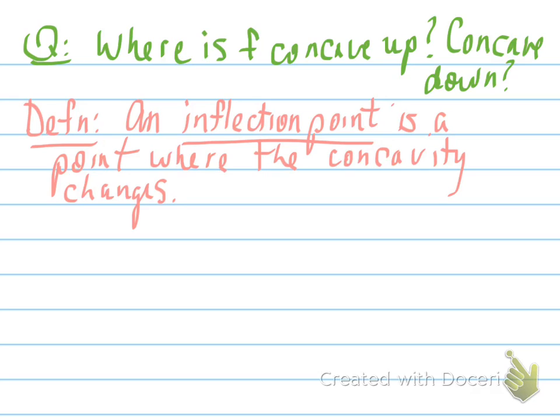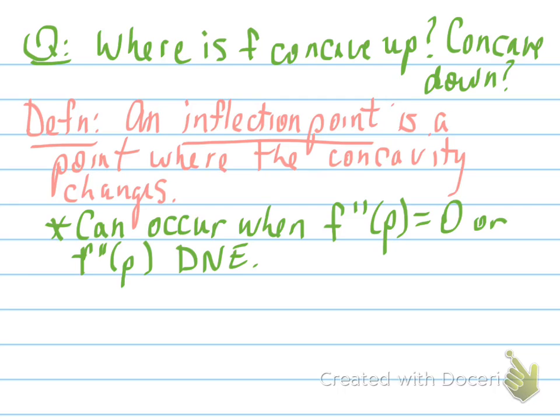An inflection point is a point where the concavity of our function changes. So that's what we'll call an inflection point. And inflection points can occur when either the second derivative equals 0 or when the second derivative does not exist.